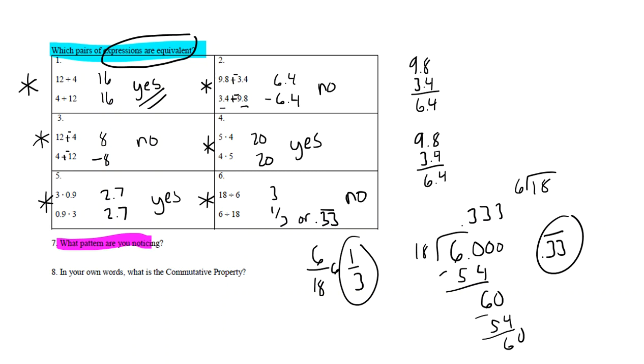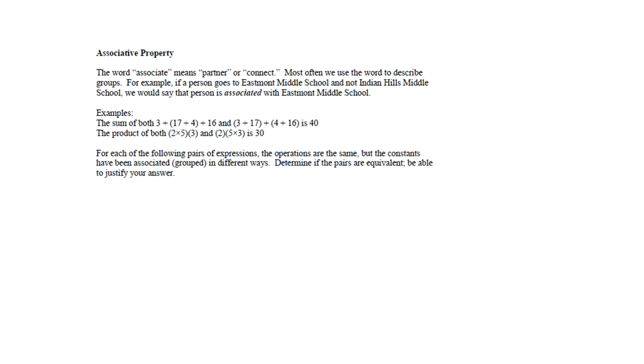So what I want you to do is, in your own words, go ahead and write down what the commutative property is. Okay, so I want you to explain that in your own words. You will need to be able to do that on our next test. You'll have to be able to match the definition with the property. Okay, let's look at the next property.